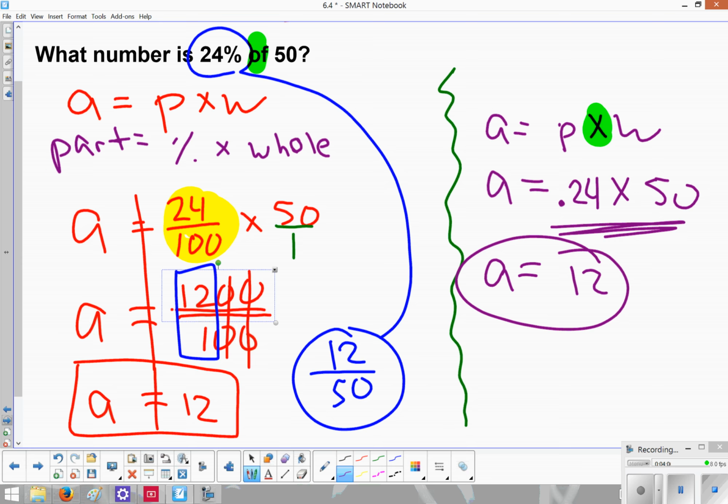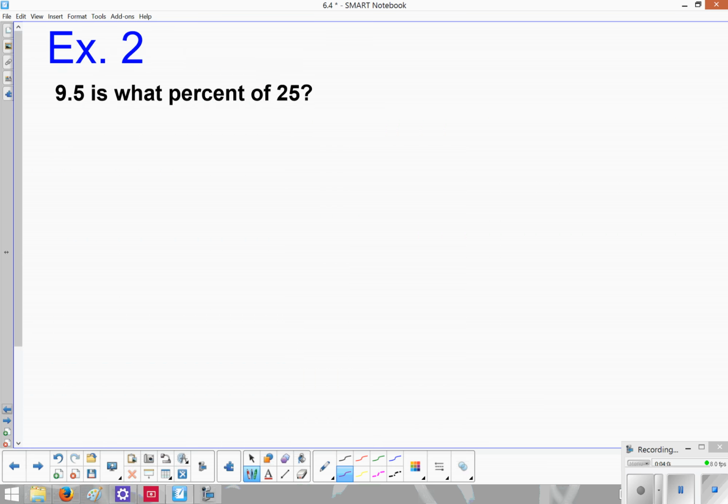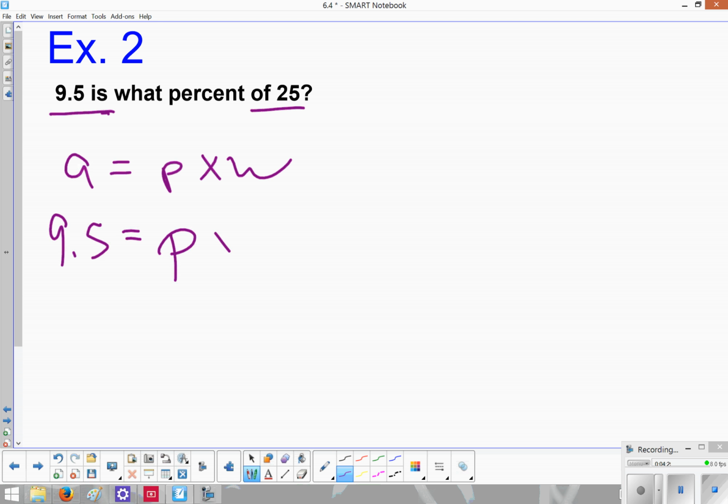All right, let's go ahead and do example 2. In example 2 here I have, it says 9.5 is what percent of 25? So I'm going to underline these key things so you can see. I'm going to put A equals P times W. A is our part. Do we know the part we got? It looks like it's 9.5. Do we know the percent? We don't, so we're going to put P. Do we know the whole amount of how many? Yes, we do, so 25.